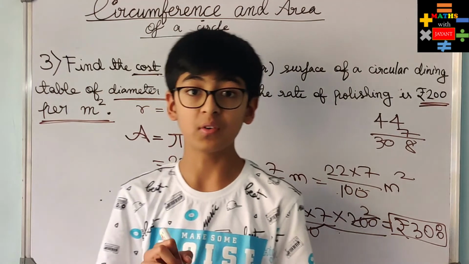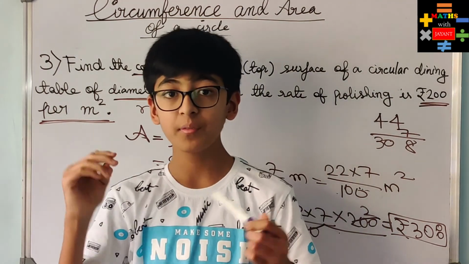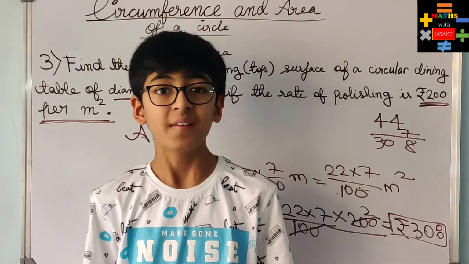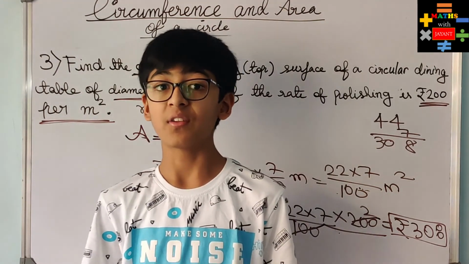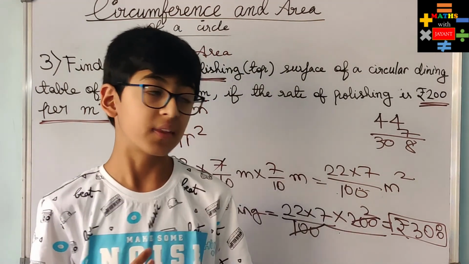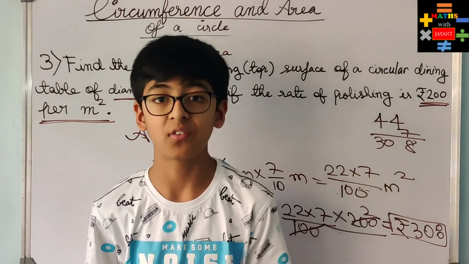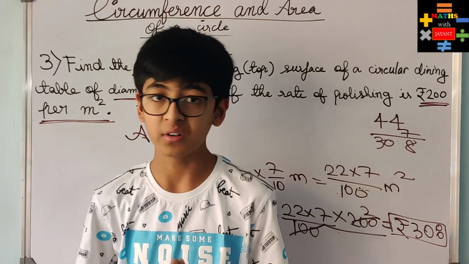So this is how we will solve our questions. So hope you like my video on circumference and area of a circle. In our next video, we will discuss the visual proof. That means why the area of a circle is pi r square. We will discuss that, as I've already mentioned.